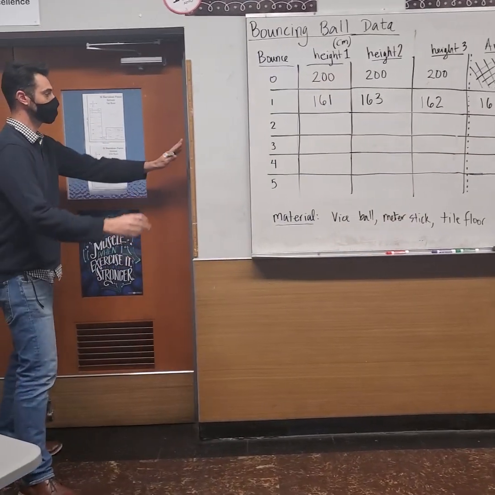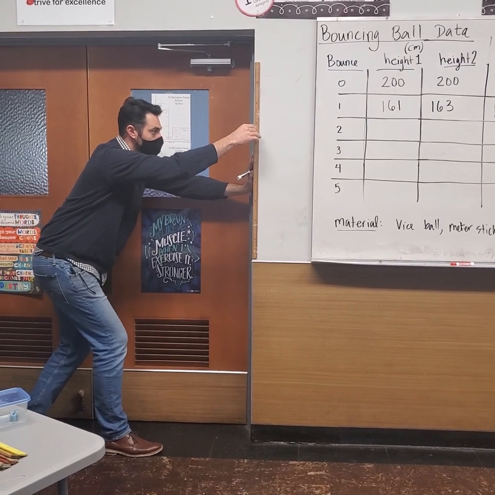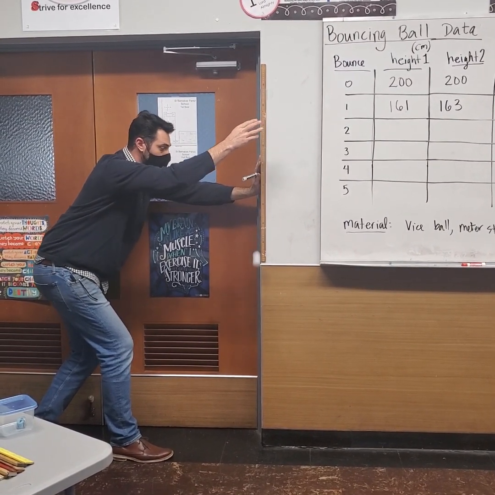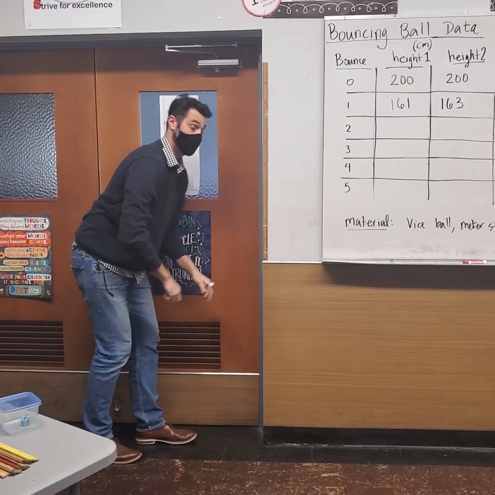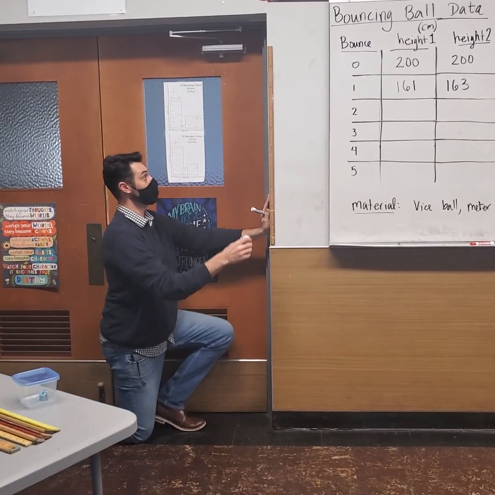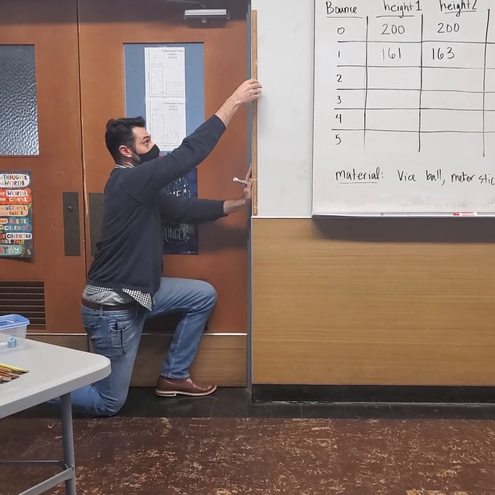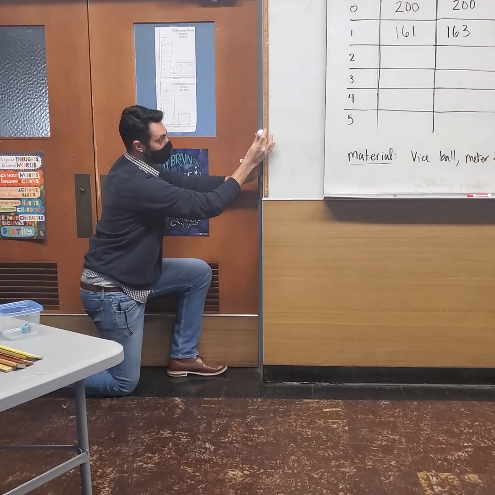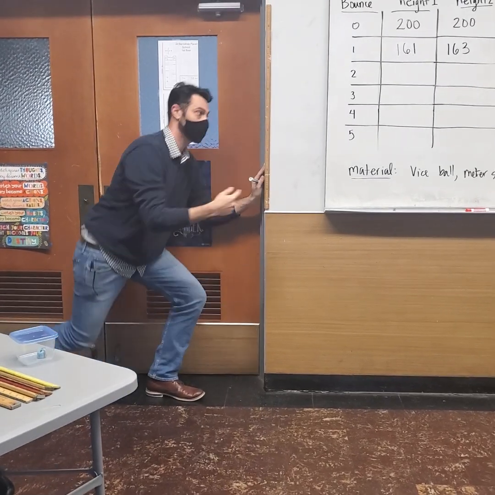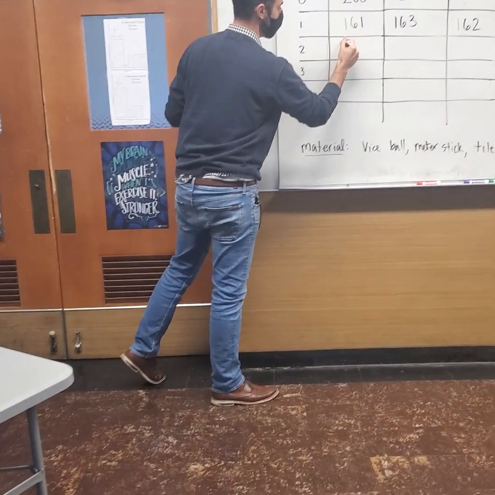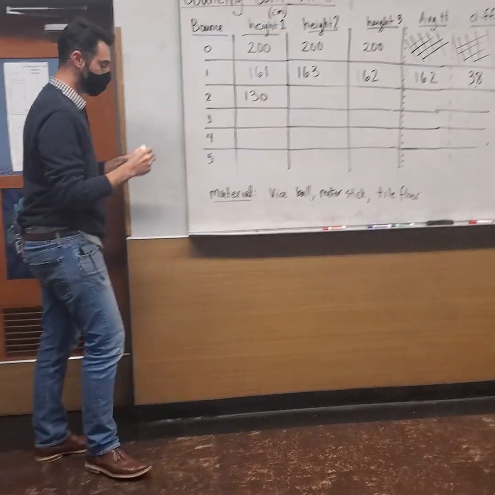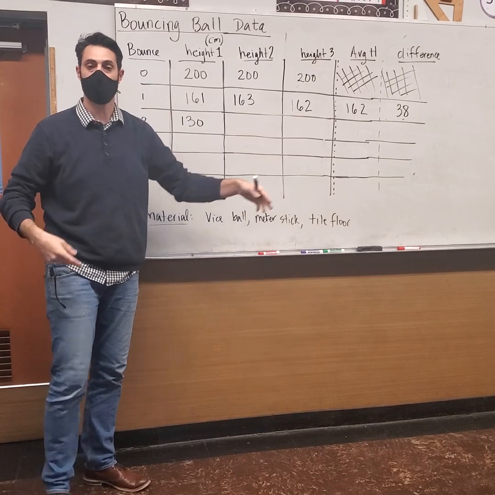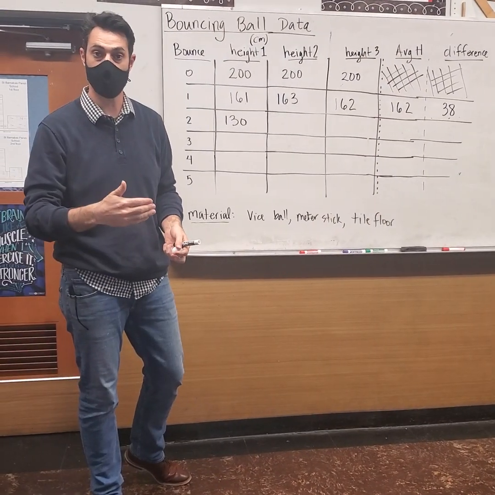Okay, so from 162 centimeters, I'm again going to start with the bottom of the ball at 162, get an idea of where it's going to bounce. Now I'm going to have to get down on a knee because my eye level is going to have to change. So from 162 centimeters, where's this ball going to bounce? Right about there at 130. So let's record that data, 130, and repeat the process 2 more times, find your average, and find the difference from that previous bounce.